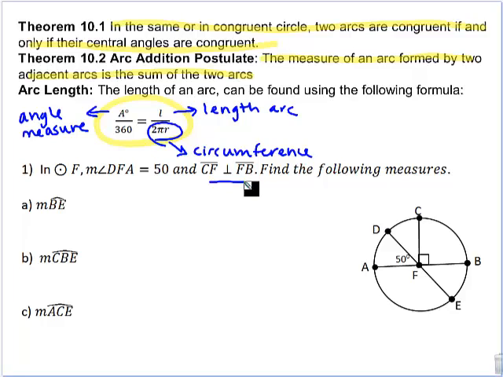We want to find the following measures. So we want to find the measurement of arc BE. So here's BE. So we need to figure out what the central angle is that's associated with that arc. So, yeah, it's 50. Why is that 50 degrees? They're vertical, so that means that the measure of arc BE also has to be 50 degrees. So the central angle and the arc will always have the same measurement. Now arc CBE. So CBE, 50 plus 90, so 140 degrees. Is that okay?